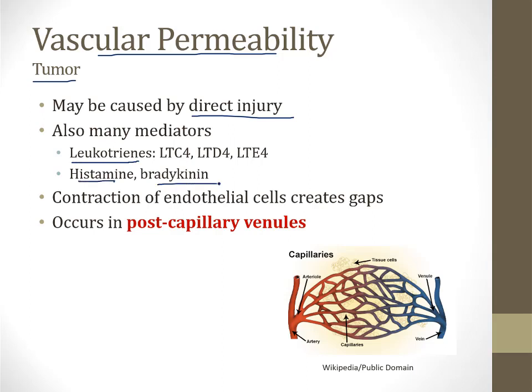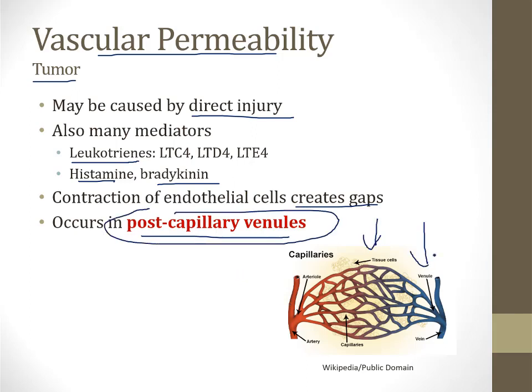All of these substances cause contraction of endothelial cells, which creates gaps between the cells. This occurs in the post-capillary venules, and it's high yield to remember this. If you look at this drawing on the screen here, these are the capillaries, these are the post-capillary venules, and that is where vascular permeability is going to increase, and that happens because two endothelial cells, which might be sitting next to each other and touching, will contract and separate. This will create a gap between them, and that will allow leakage of plasma.